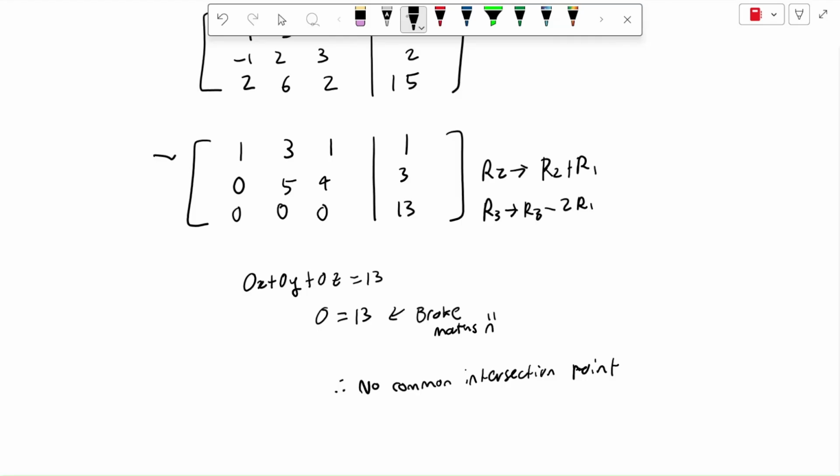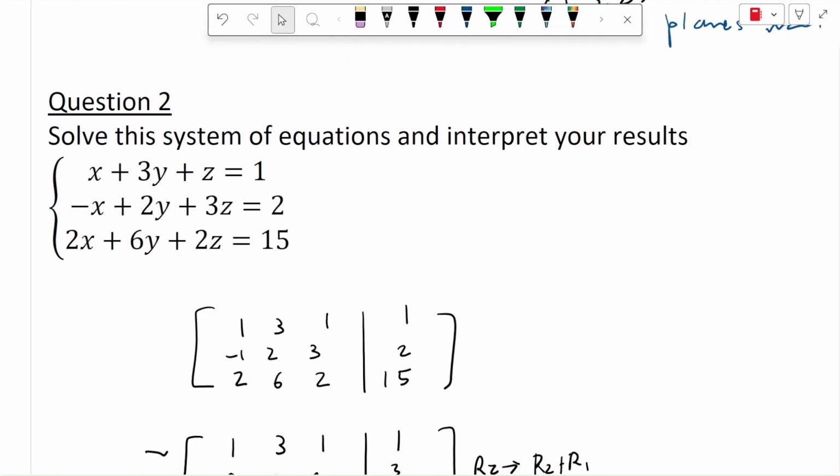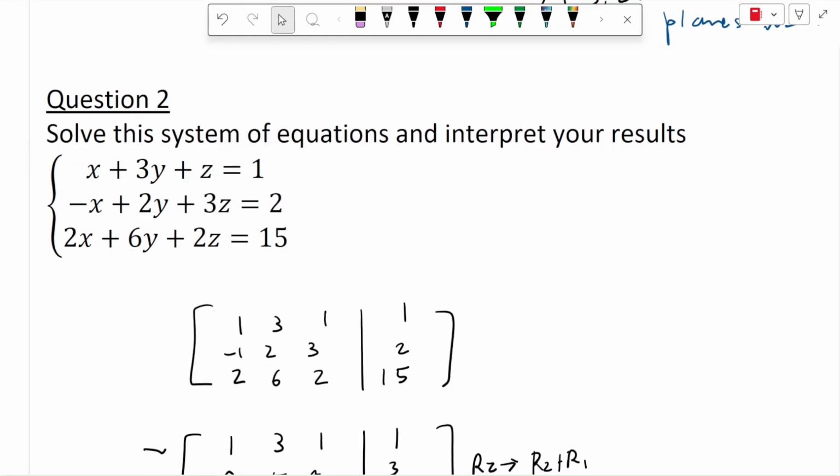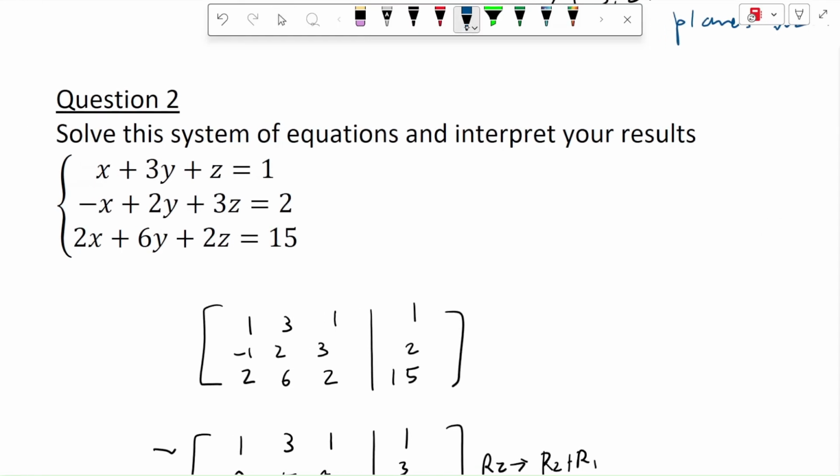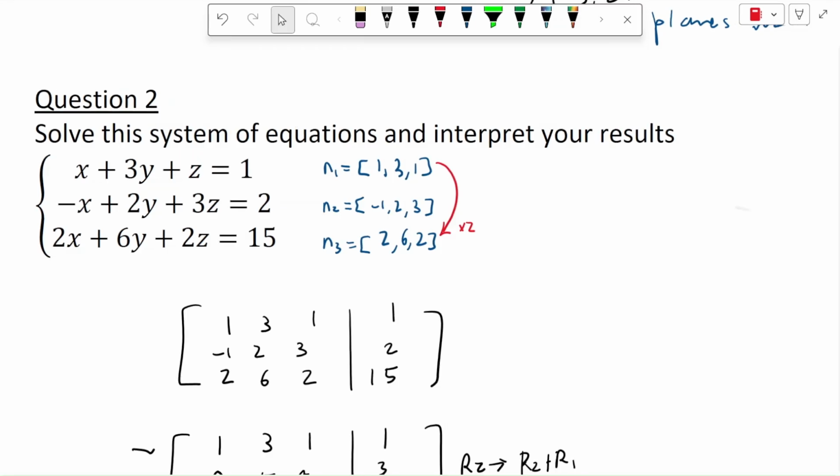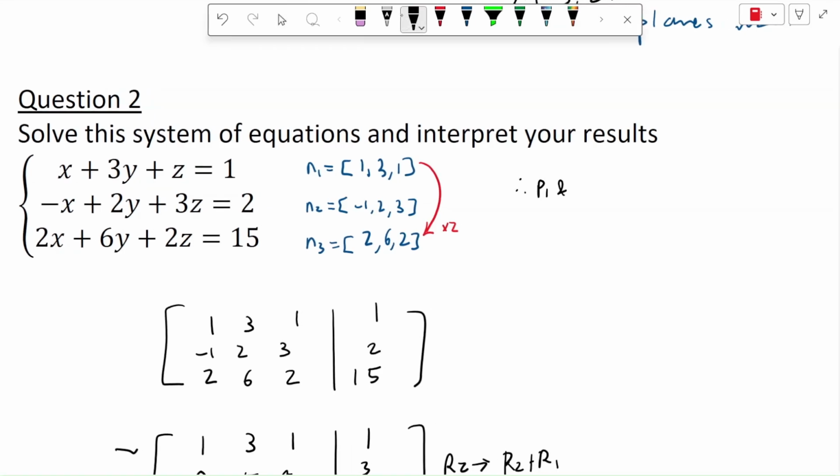Now, you have to think about what this looks like. You can tell whether two planes are parallel to each other if their normals are multiples of each other. So let's look at the normals of each of these planes. So that's going to be 1, 3, 1. The second normal is -1, 2, 3. And the third normal is 2, 6, 2. Now, the bottom one is double of the top one. So therefore, plane 1 is parallel to plane 3.